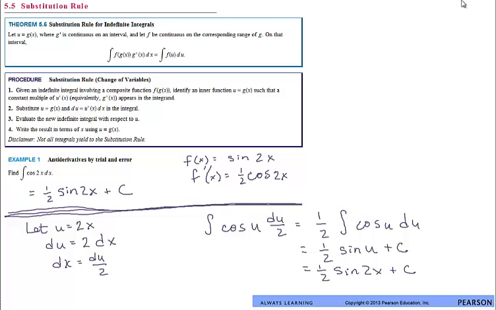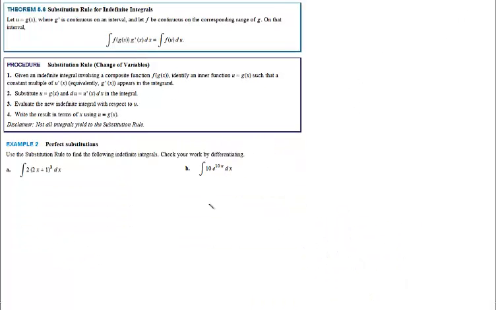Okay, on to the next one. Let's try a couple with this technique. I see the inside function here and the outside function being to the third. So I'm going to let u equal 2x plus 1. That would give me du is 2 dx. That means that dx is du over 2.